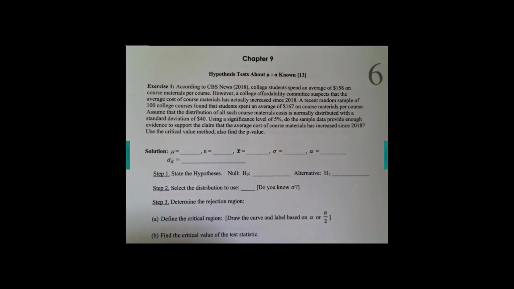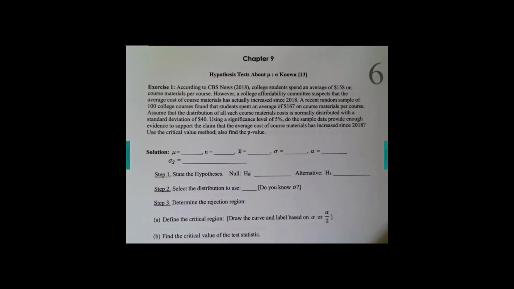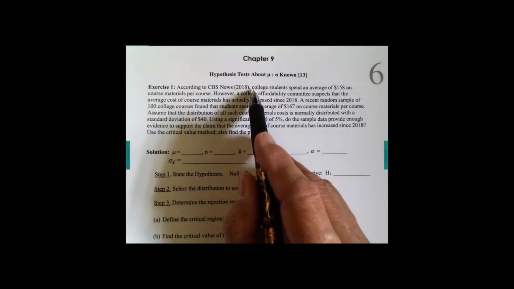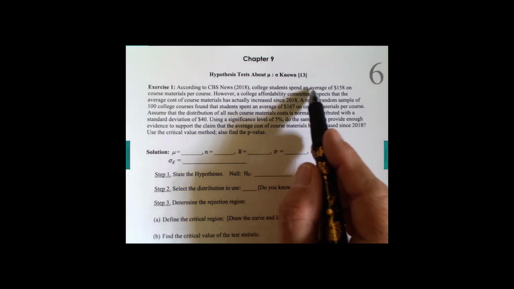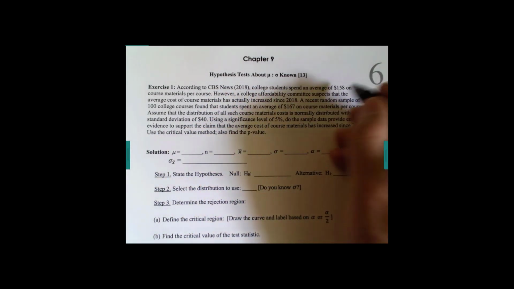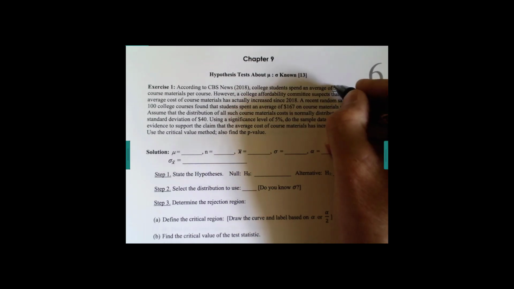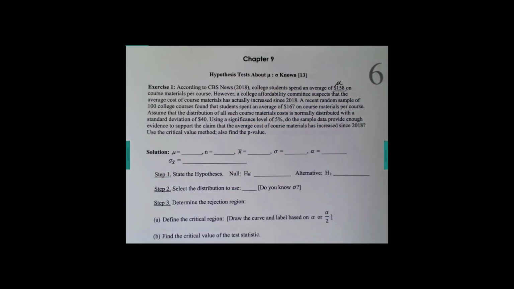Now, with word problems like this, your first job is to read it, and then your second job is to read it again, finding the pieces of information that you need. So let's go back through it. It says college students spend an average, in 2018, of $158. Now, I'm believing that that is the old mean, okay? Because that's what they used to spend, and that's where my comparison starts.